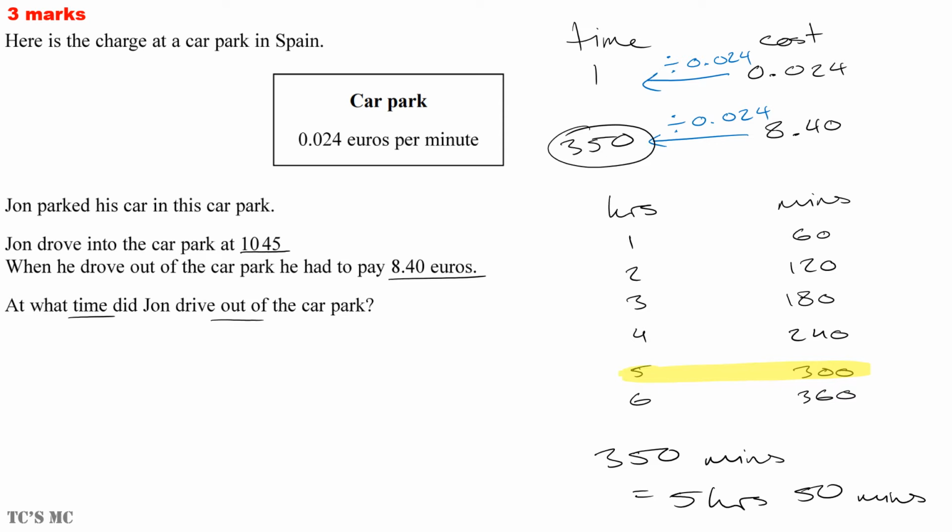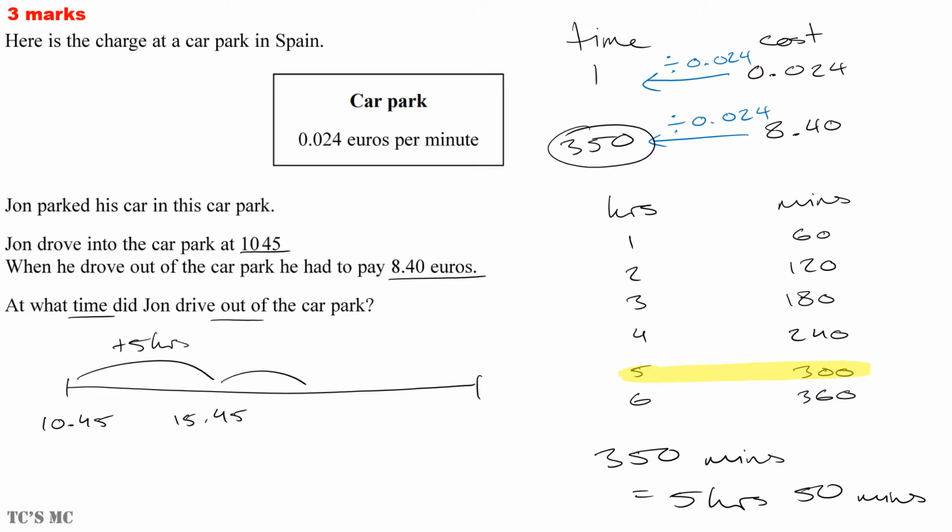We need to work out the time at which he drove out. So I'm going to use a number line. He got there at 10:45. And if I add on 5 hours, that is 15:45. If I now add on 15 minutes, that is 16 o'clock or 4 o'clock.